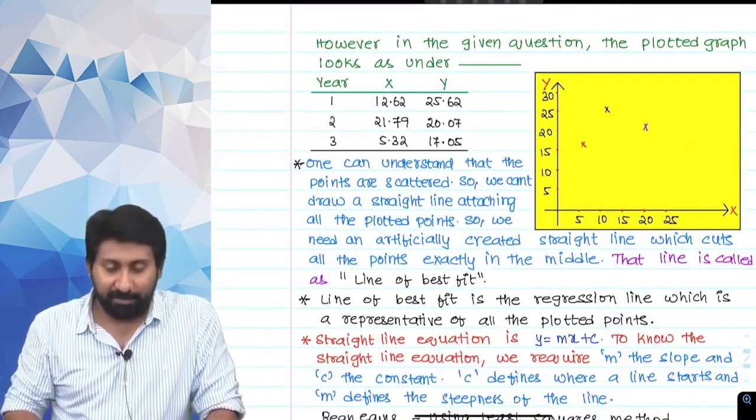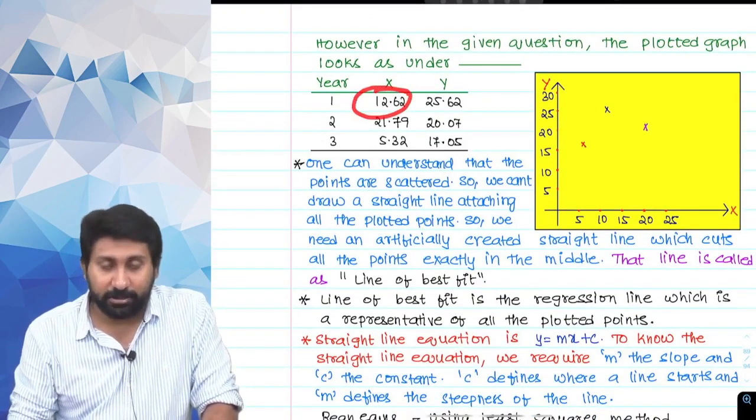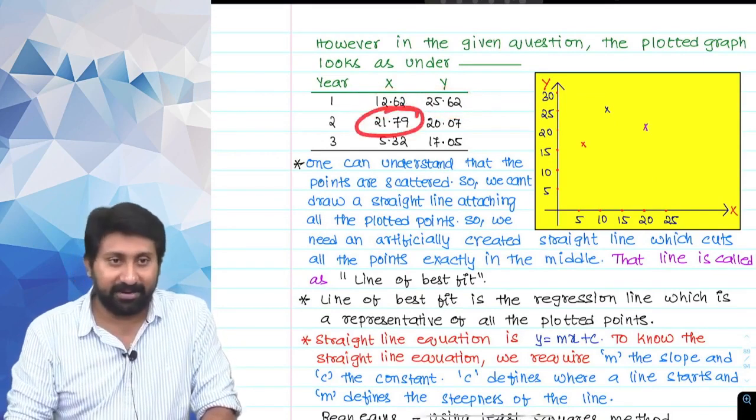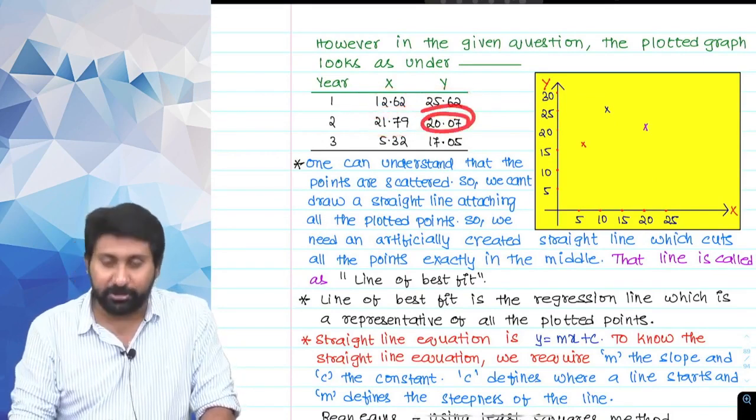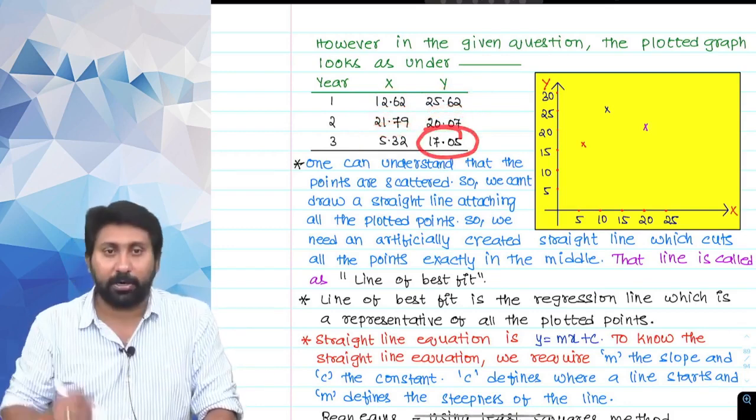In our given information, year 1: market is at 12.62, security is at 25.62. Year 2: market is at 21.79, security stands at 20.07. Year 3: market is at 5.32, security is standing at 17.05.